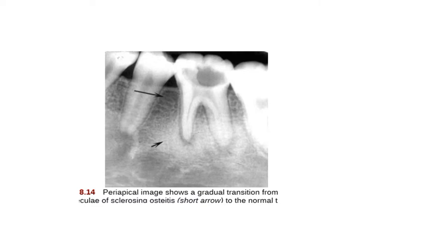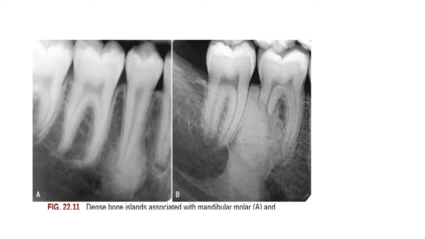So, sometimes when we are identifying the dense bone islands, the apex of the roots may be somehow resorbed, but the resorption process is limited and the root apex may be blunted. However, it retains a thin periodontal ligament space that can be visualized between the resorbed root apex and the dense bone islands.